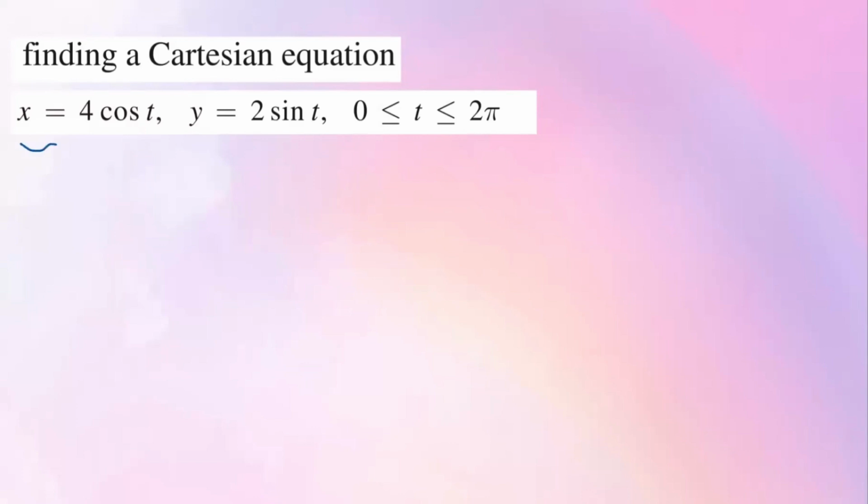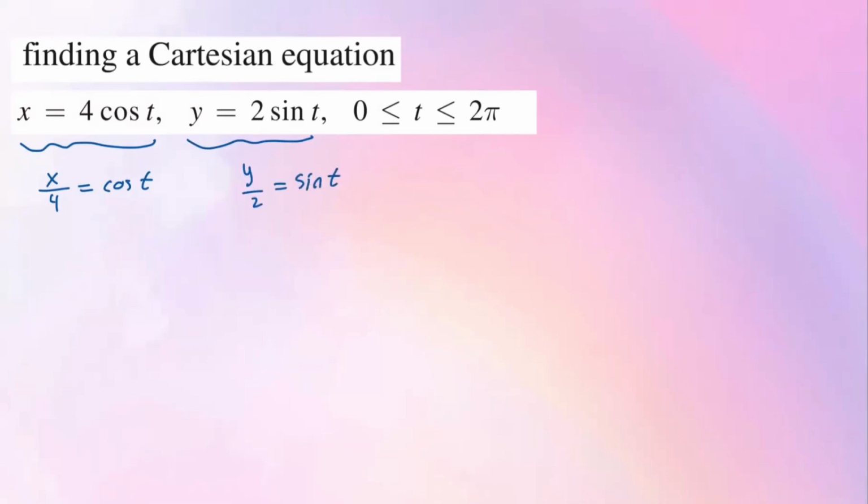Here I'm going to take this equation and solve for cosine t. So you'll have x over 4 is equal to cosine of t. And then here I can also solve for sine of t. So you'll have y over 2 is equal to sine of t.